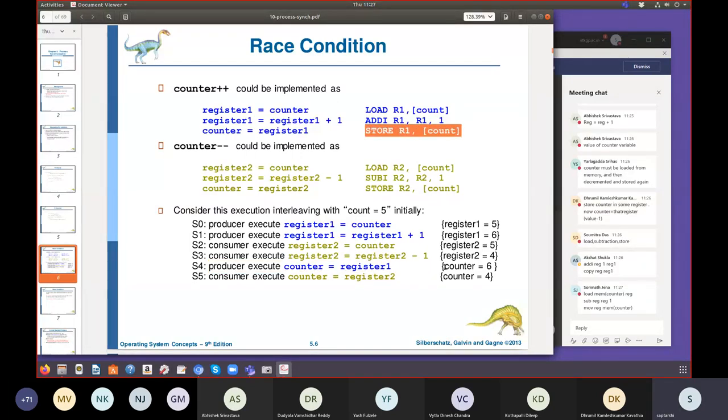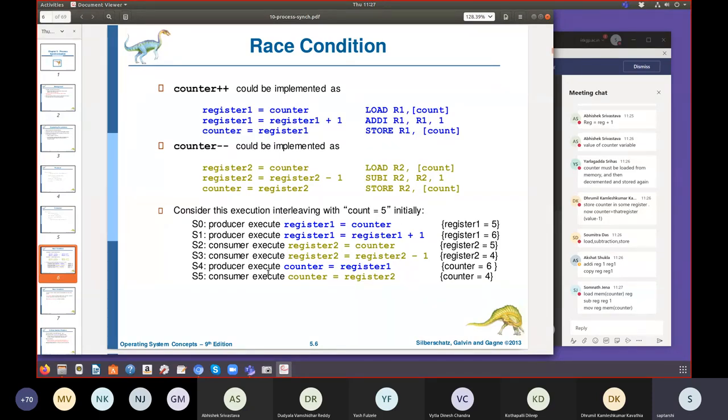So now the counter value, the 6 value, will be returned to counter. And then maybe another consumer executes. The consumer again is given the CPU. It executes this instruction, which is analogous to this store instruction. So then the value of counter again becomes 4. Okay, so this is the problem which can arise.